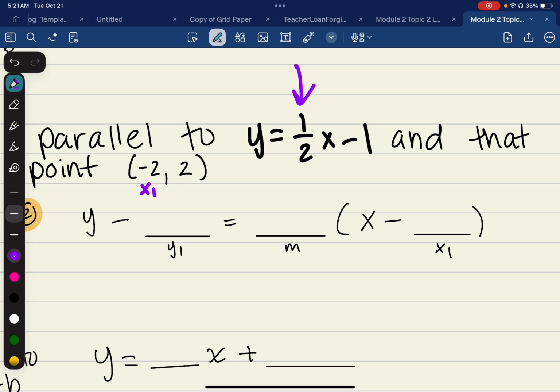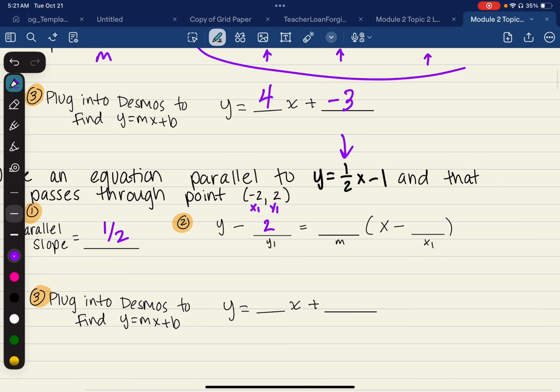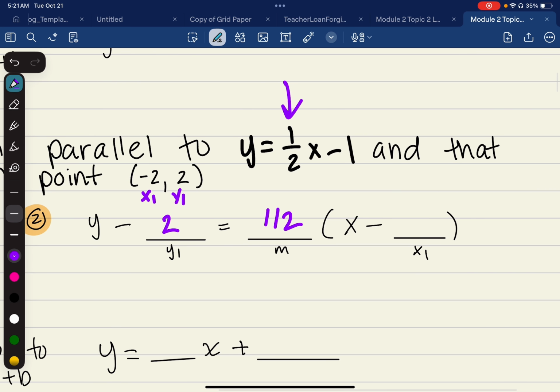All right, next, let's plug it into this form right here. Remember, this is x1, this is y1, so then let's plug it in. So y minus y1, well, that means 2. And what's my slope? 1/2. And then what's my x1? A minus 2. Remember, 2 negatives always make a positive, so that's actually a plus.